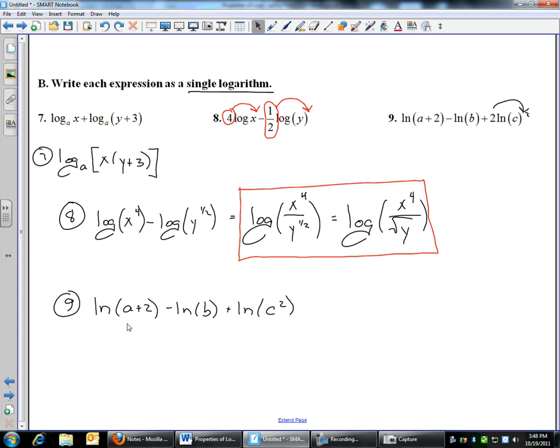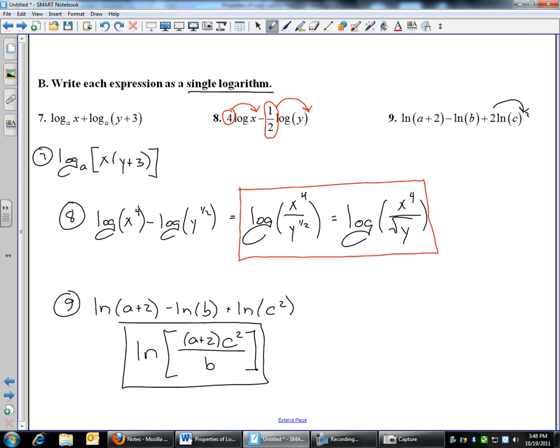So when I combine that, I'm going to have the natural log of, then I'm going to need a fraction bar because I do see subtraction there. So a fraction bar for the division. Ln of a plus 2 is positive. Minus the ln of b, so that means I need to divide by the b. And then plus ln of c squared, that's a positive ln, so that means it's going to go in the numerator. So c squared is going to go on top because it is a positive ln, and that's our answer. Roll it all together into one big log.